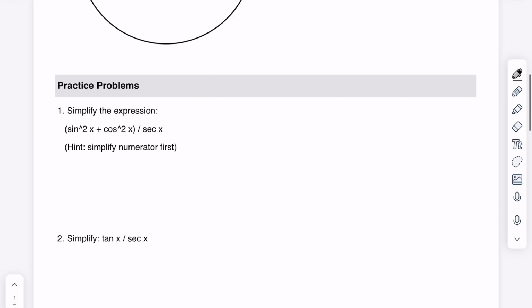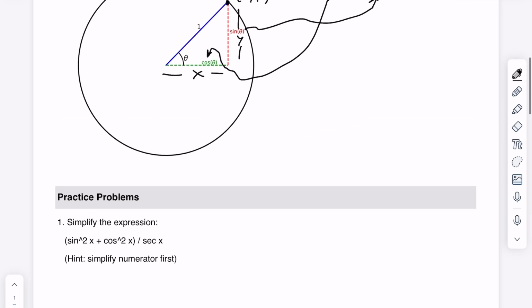So now we'll start some problems. Starting with the first one, we're going to simplify sine squared x plus cosine squared x over secant x. And so the way that we can do that is we have sine squared x plus cosine squared x over secant x.